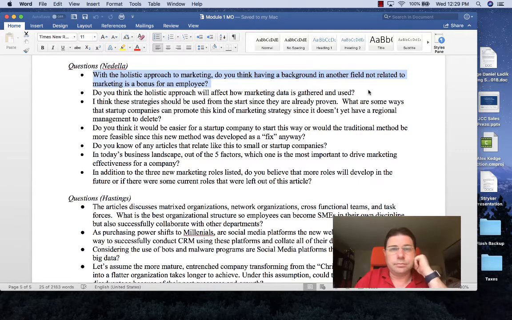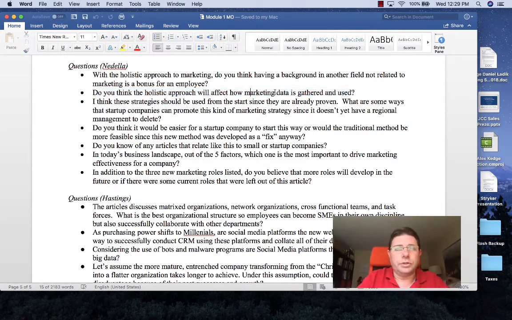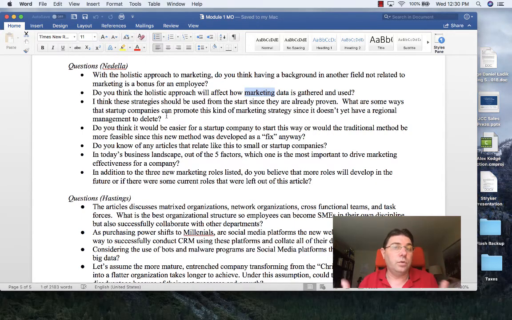Do you think the holistic approach will affect how marketing data is gathered and used? Let's take the word marketing out and just call it data, marketplace, consumer, whatever you want. I think the strategies should be used from the start since they've already proven themselves.